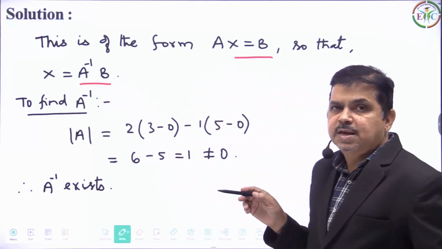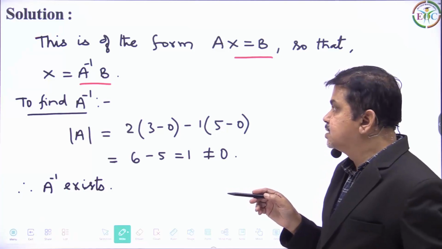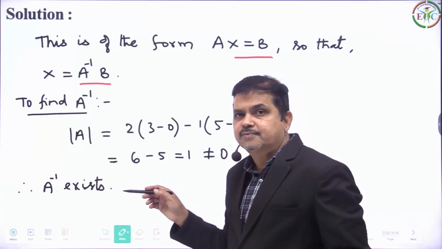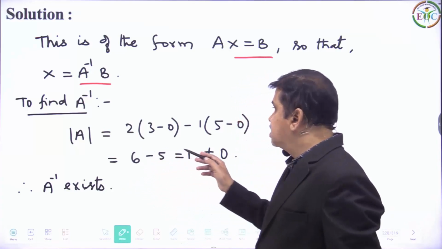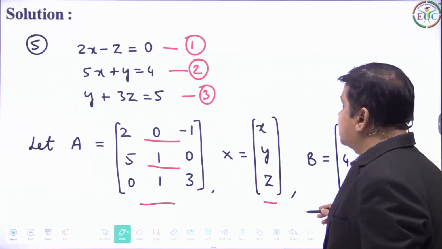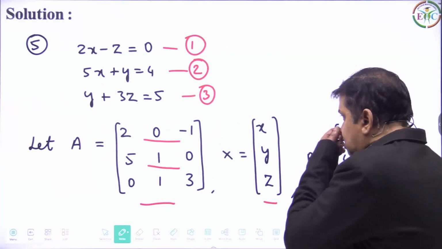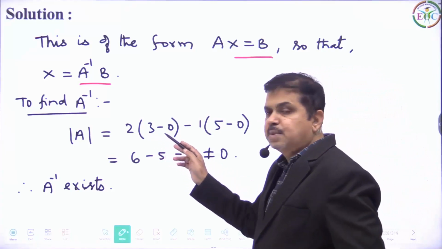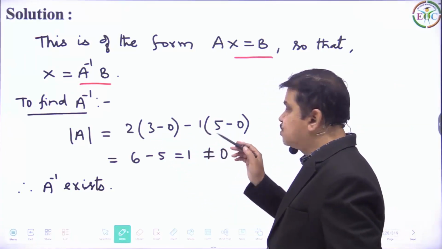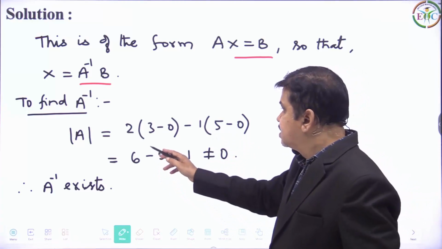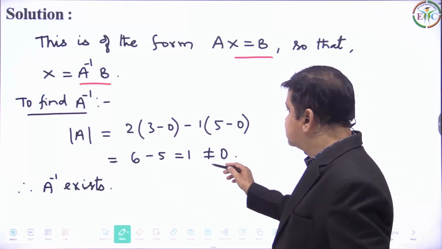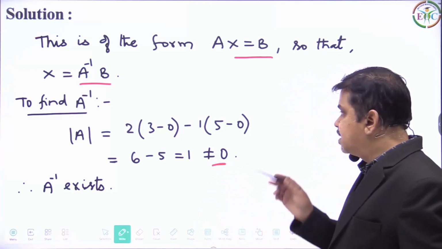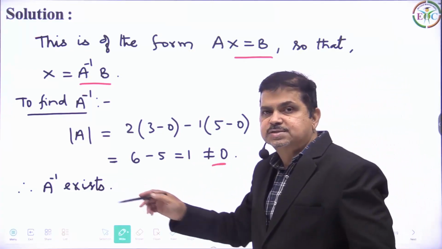So in order to find A inverse, we have to find the determinant of A, and then we have to find the adjoint of A. So now the determinant of A equals, expanding along row 1, 2 into 3 minus 0, minus 1 into 5 minus 0, so that we have 6 minus 5 equal to 1, which is not equal to 0. So therefore A is a non-singular matrix, and therefore A inverse exists.